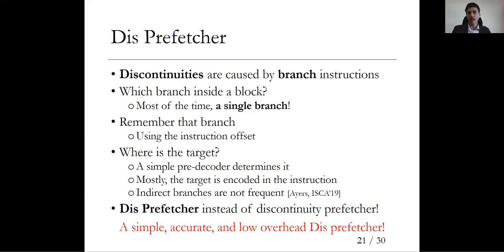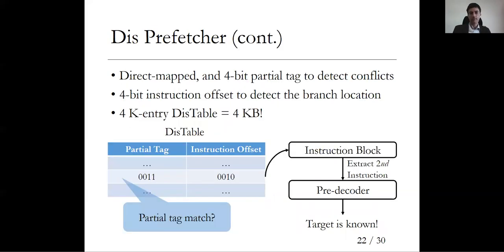And by decoding the branch, we can determine the target. So we essentially change the structure of the discontinuity prefetcher. Here is the table that we use. We record a partial tag, and we record the offset within the cache block that is responsible for the discontinuity. We have a 4K entry table, which requires only 4 kilobytes of storage, as every row of the table is only 8 bits long.